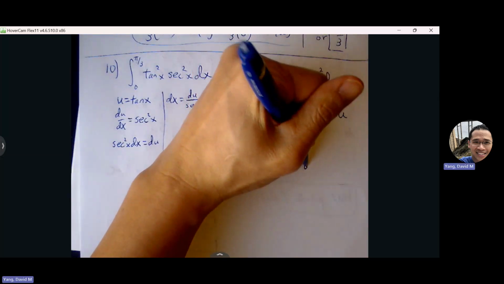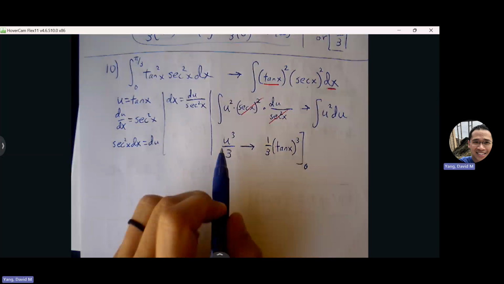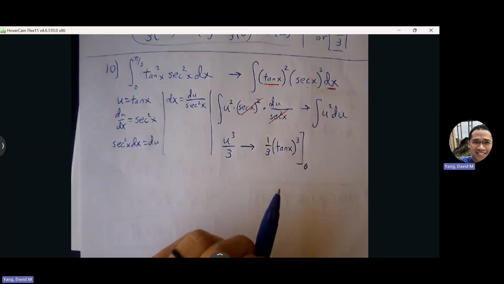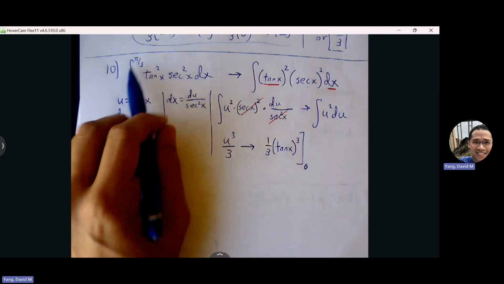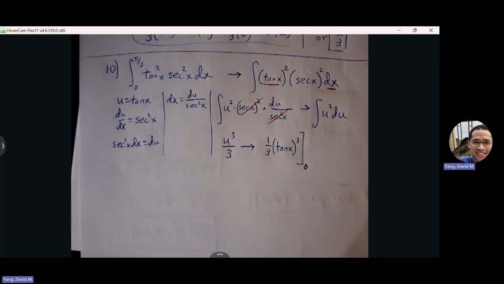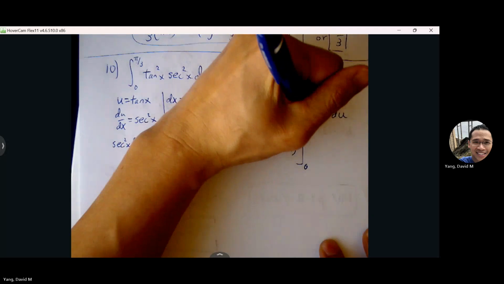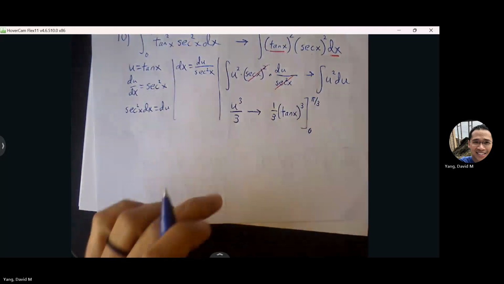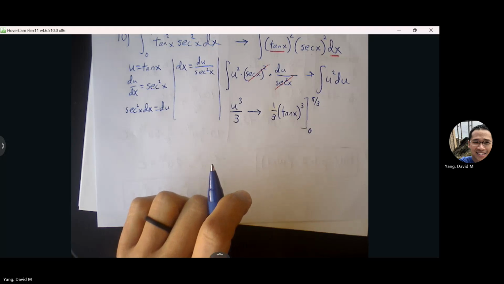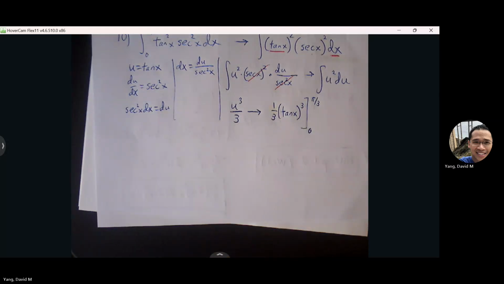Would the du not turn into plus c? Yes, but why do we not worry about plus c? Because there's bounds, yeah. So the plus c, it's there, but it ends up getting canceled out. So we never have to worry about it if there are bounds. If there are no bounds, then we will do plus c. Right. What's next?